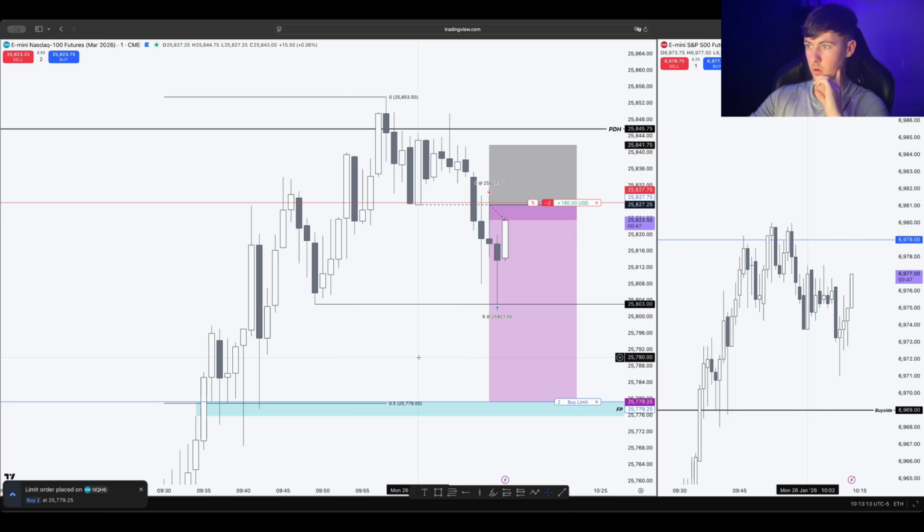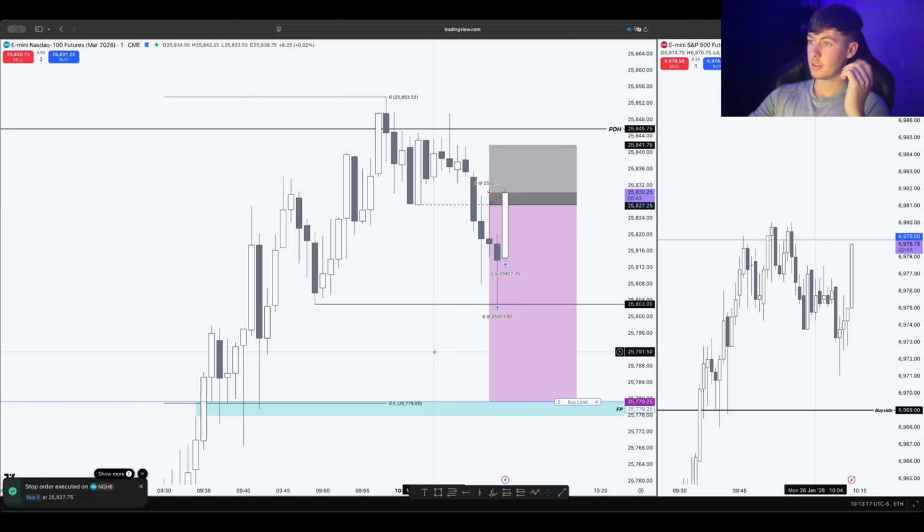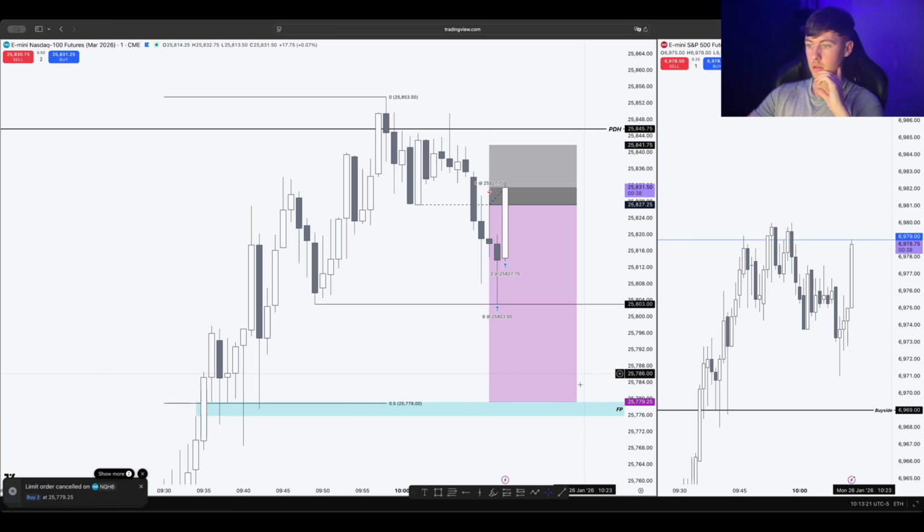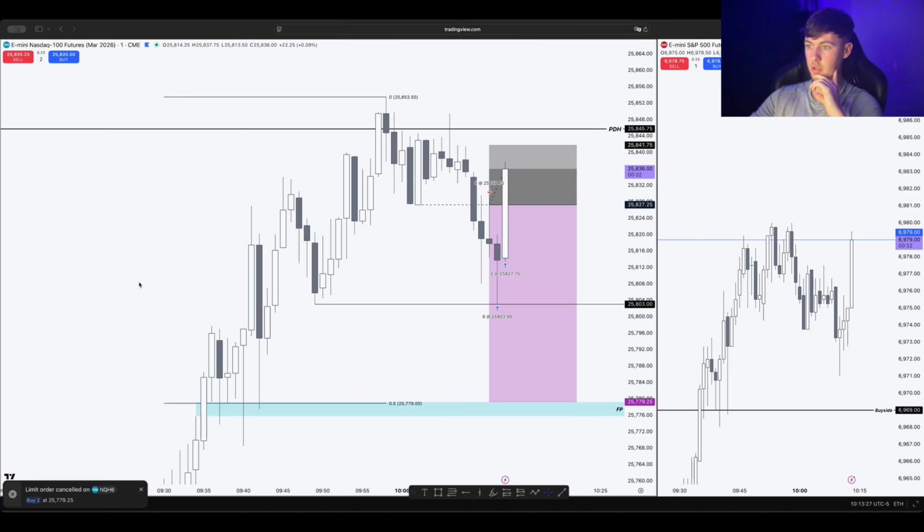So we'll see if she wants to run. Oh, never mind, break even hit. That was a quick one there. Nice and easy. Straight to TP1 and then reverses and stops out at break even. Very, very clean trade.